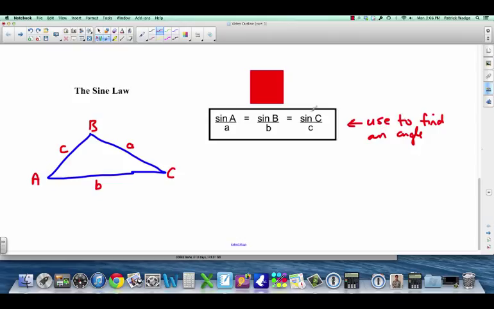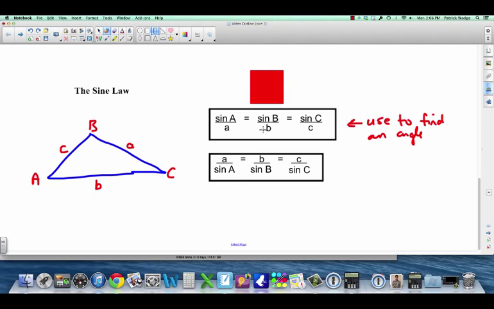So the thing you want to find goes on top. There's another way of writing the same formula. It looks almost exactly the same. You'll notice it is exactly the same except for one thing. It's the reciprocal of everything. So this time instead of sine A over A, it's A over sine A. Everything is reciprocal, right? Same thing.